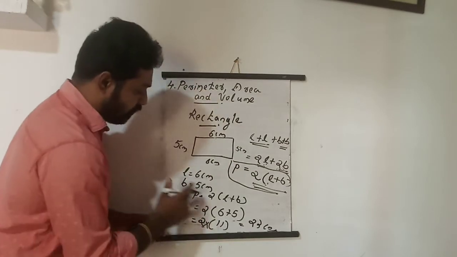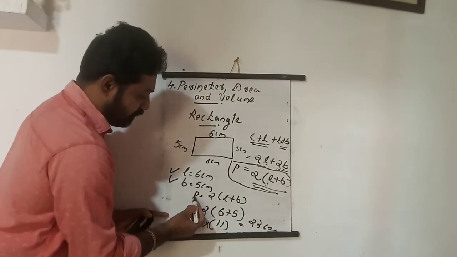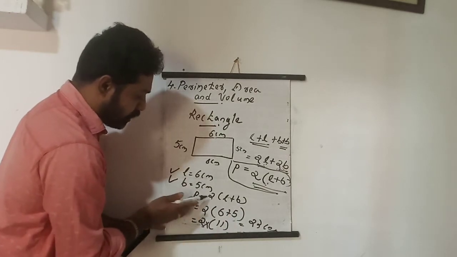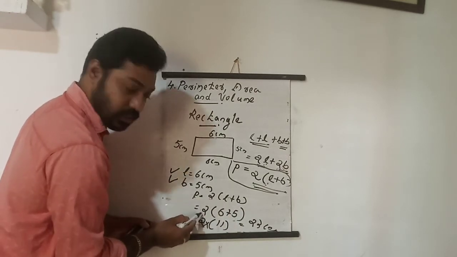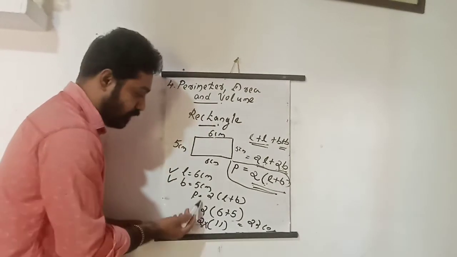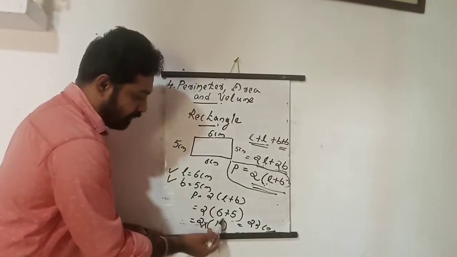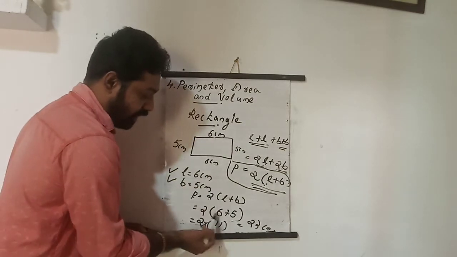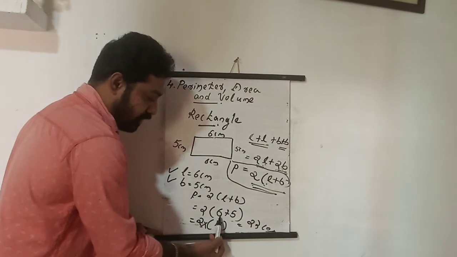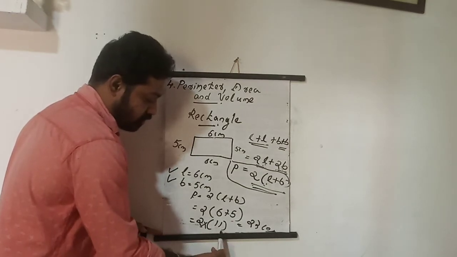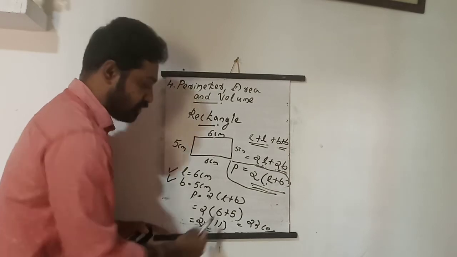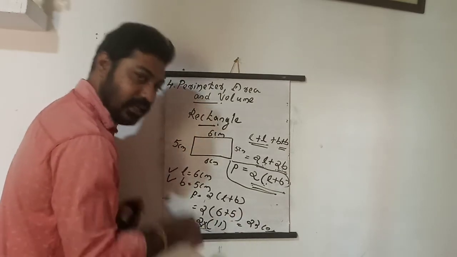So first, if you are given L and B, write this equation and put the values inside it. You can see that our equation is 2 into L plus B. 2 is constant, that means we don't need to write any value for 2. 2 into, L is 6, B is 5. Then add the things inside the bracket: 6 plus 5 is 11. Then multiply with 2. First you do the things in the bracket, then multiply with 2.